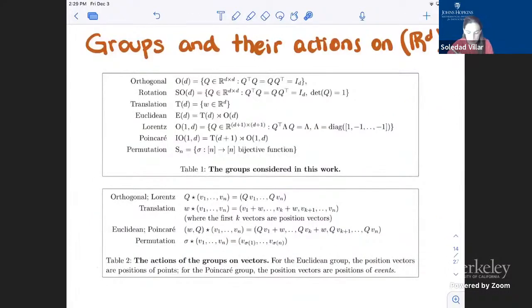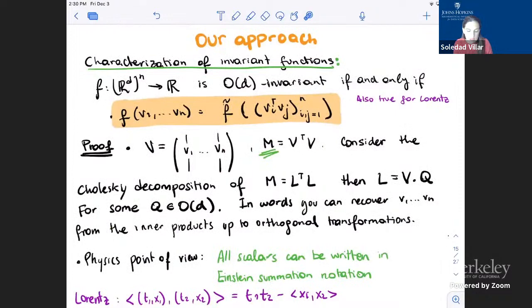And the groups that we consider are the orthogonal group, rotations, translations, Euclidean group, Lorentz group, Poincaré, and permutation. And the actions are the actions that you would expect. So just like when you act with a rotation matrix on a sequence of vectors, it means that you act on each of the vectors with the same rotation. And so the mathematical background for that is very simple.